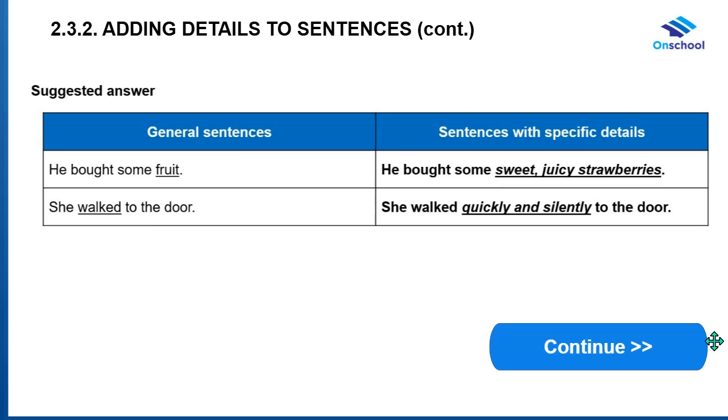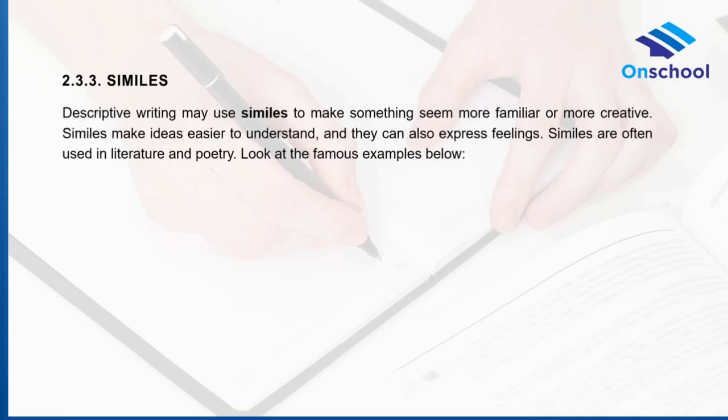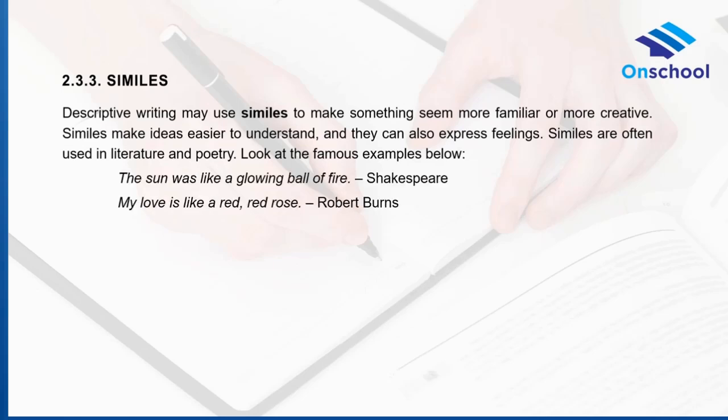What about similes? Descriptive writing may use similes to make something seem more familiar or more creative. Similes make ideas easier to understand, and they can also express feelings. Similes are often used in literature and poetry. Look at the famous examples below by Shakespeare and Robert Burns.